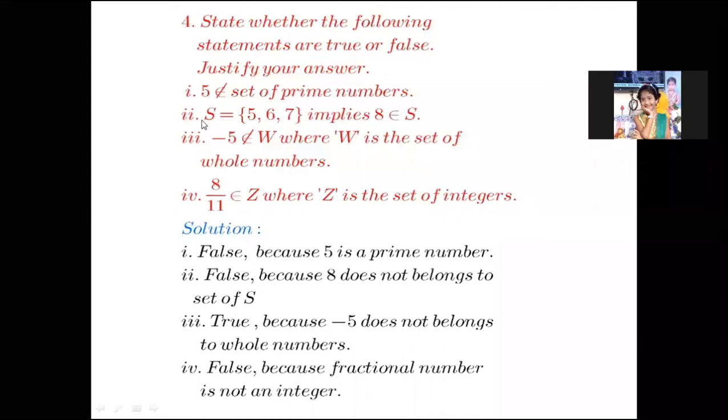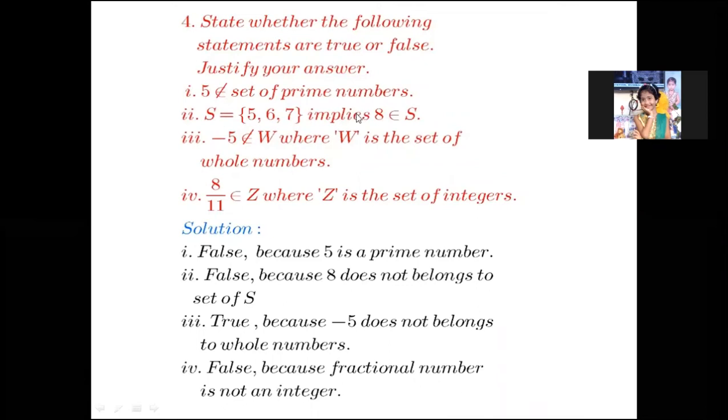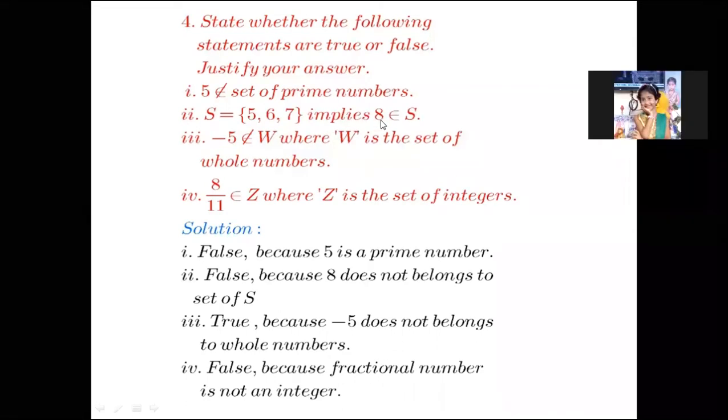Next, see the second Roman. S is equal to {5, 7, 5, 6, 7} implies 8 belongs to S. Is this a true statement? False. 8 is not present in that particular set, so we should not write the symbol as belongs to. Then which symbol do we have to write here? Does not belong to.